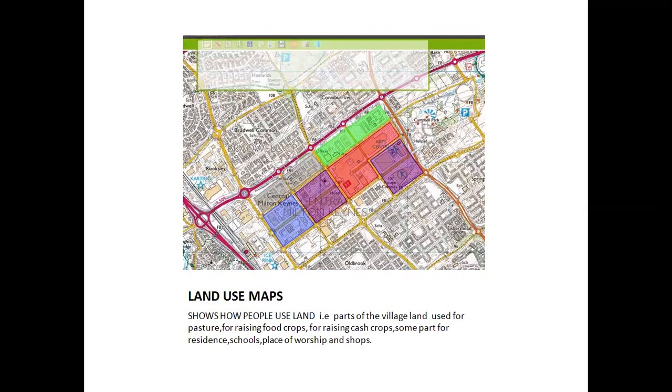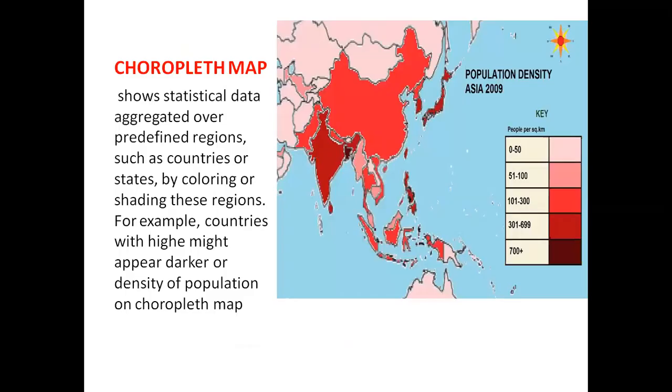This is the land use map. What is meant by land use maps? It shows how people use the land, how they are using the available land. There are parts of the village land used for pasture, for raising food crops, for raising cash crops. Some part for residence, schools, places of worship, and shops. How much land is used for different activities, it shows that.